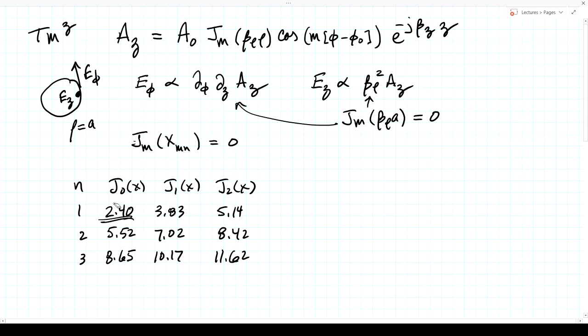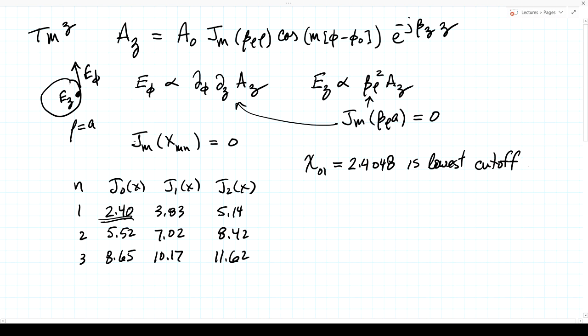And so you see here that the smallest zero, which is going to lead to the smallest cutoff frequency, is about 2.40. That would be chi 0,1, the first zero of J0 of x, which, putting in more digits now, is 2.4048. That is going to be the lowest cutoff.